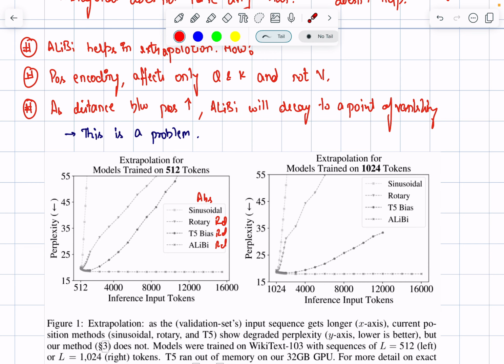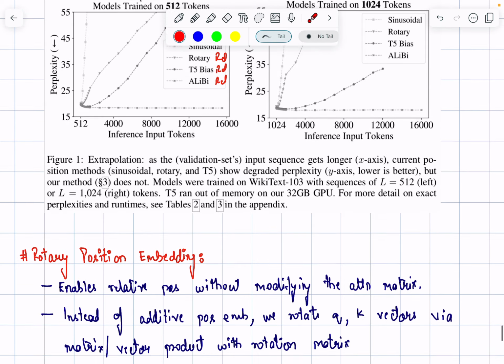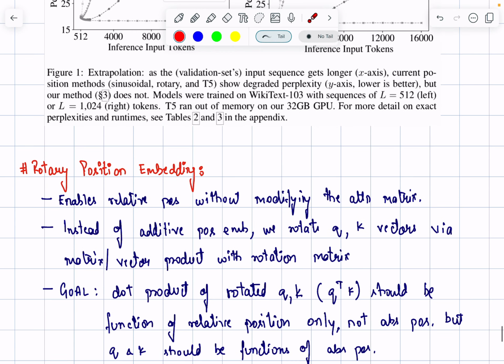We'll move on to the next part, which is rotary positional embeddings. We'll start with the paper, but the paper discusses a lot of relative positional embeddings, so we will cover that part in this lecture and leave the exact details of the rotary positional embeddings to the next lecture.